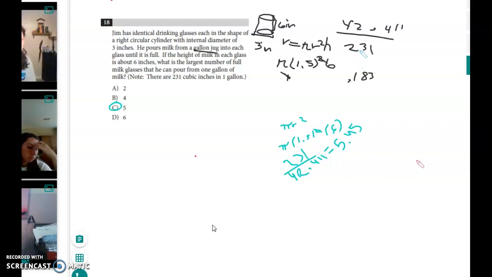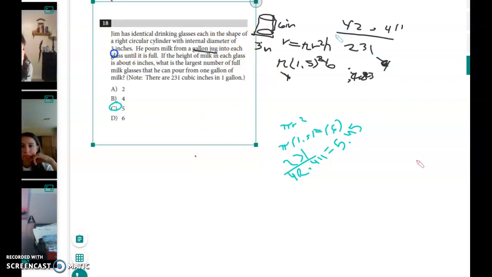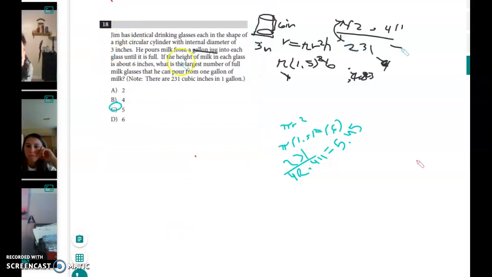Alright, let's look into this quickly. Obviously they have identical glasses, each a right cylinder. So that's good. The internal diameter is given to you, 3 inches, right here. And pour milk from the gallon into the glasses.